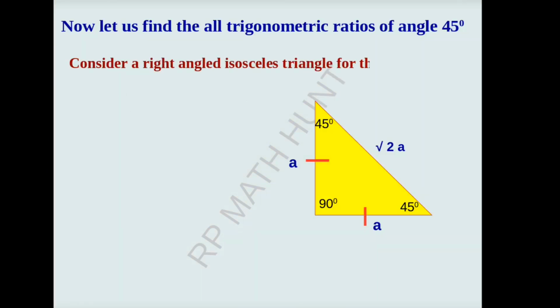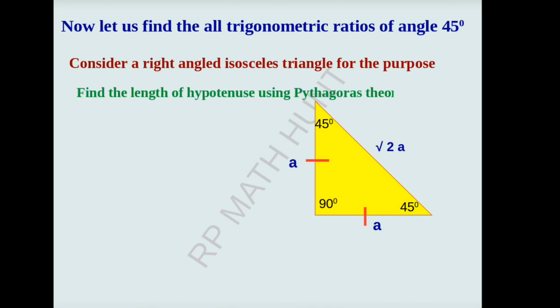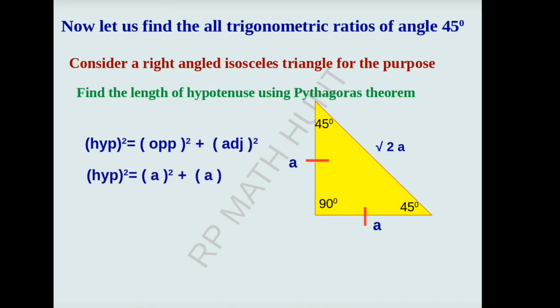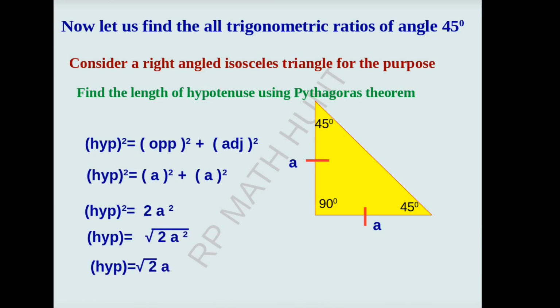Now, let us find all trigonometric ratios of angle 45. Find the length of the hypotenuse using Pythagoras theorem. Hypotenuse square is equal to opposite square plus adjacent square. Hypotenuse square is equal to A square plus A square. That is, hypotenuse square is equal to 2A square, and hypotenuse is equal to root 2A.